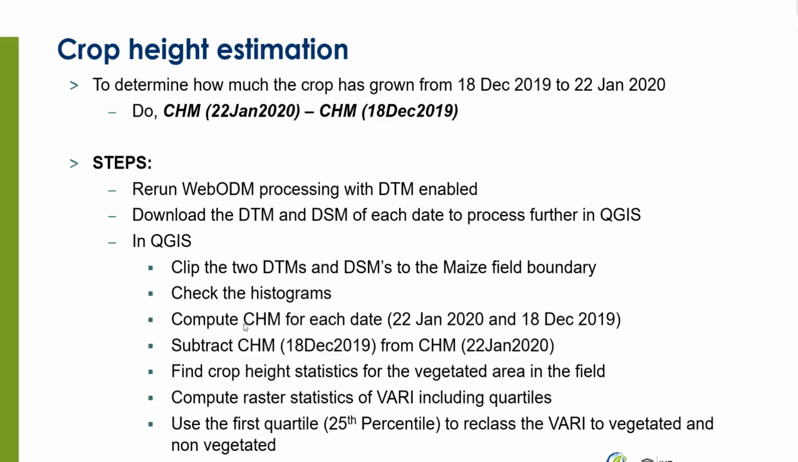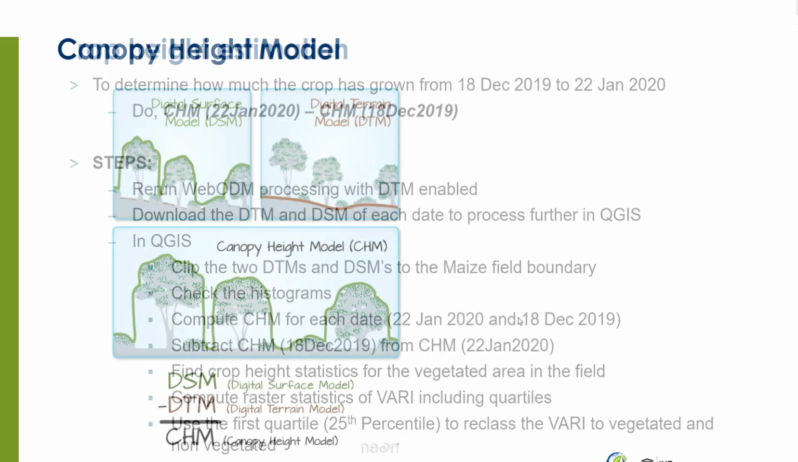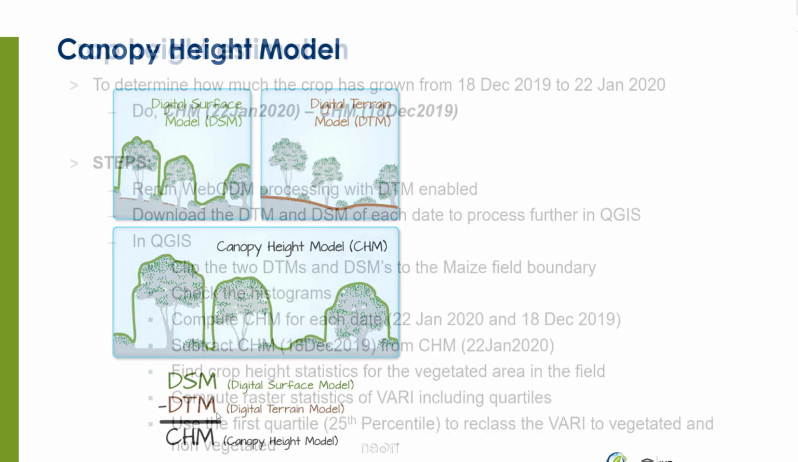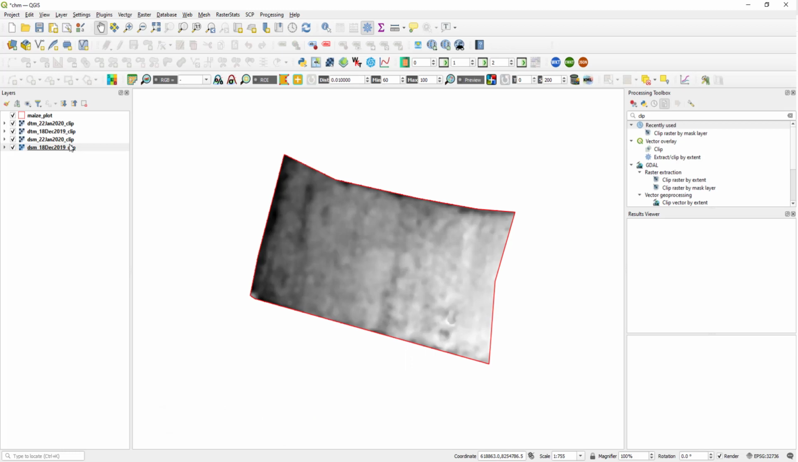The next step is, of course, we can check the histograms and also compute the CHM, canopy height model, for each date, for 22nd January and 18th December. And what is CHM? CHM is DSM of one date minus DTM of the same date. So let's do that. To compute CHM of 18th December, I will subtract DTM 18th December from DSM.